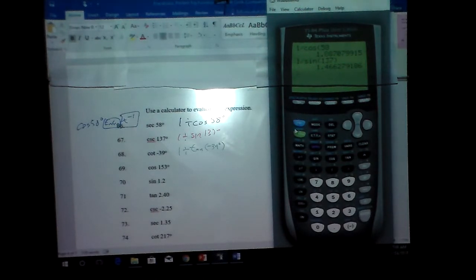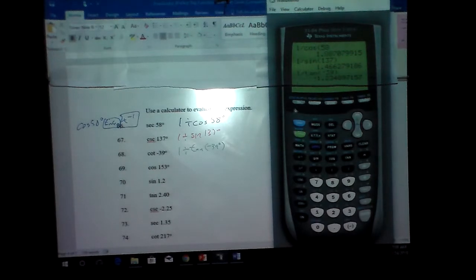And then to do the cotangent, ready to follow. There's no cotangent button, so I'm going to go 1 divided by tangent, and I'm at -39. I'll go ahead and close it off. Enter. It's -1.234, and you can round that to 9.